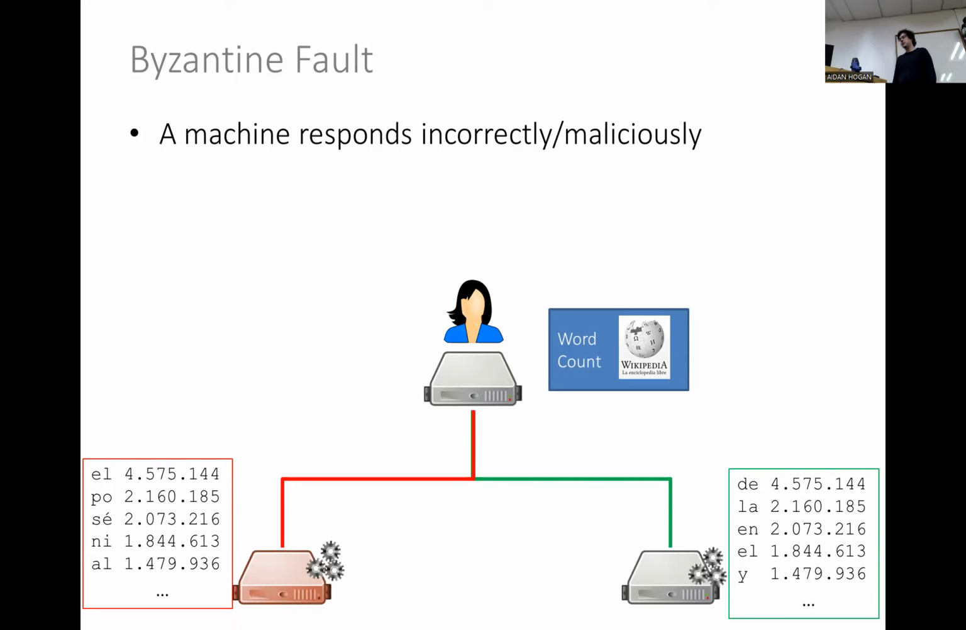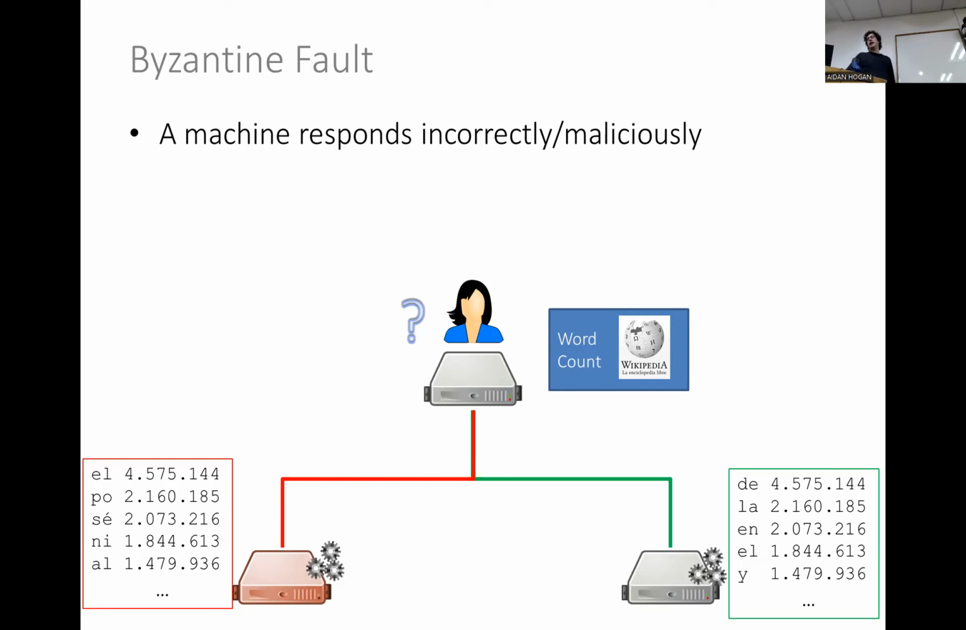So what does this mean for the client? Why is it more complex? We don't know which results are correct. So it's more difficult to handle these Byzantine faults than the fail stop faults. If we have F Byzantine faults, how many machines would we need to know what the correct answer is? Three. In this case, we would need three.